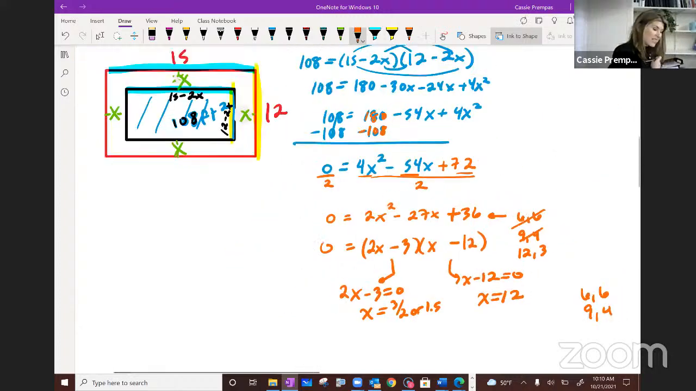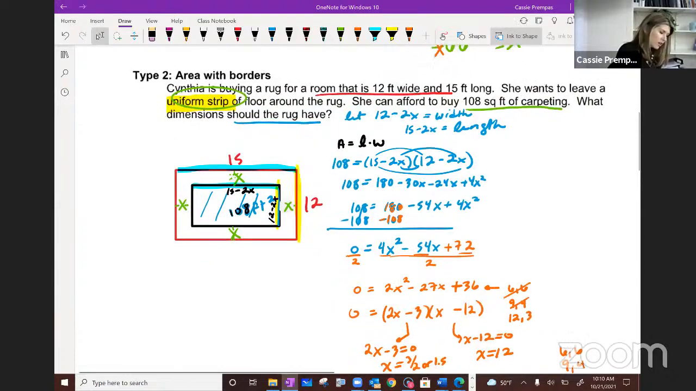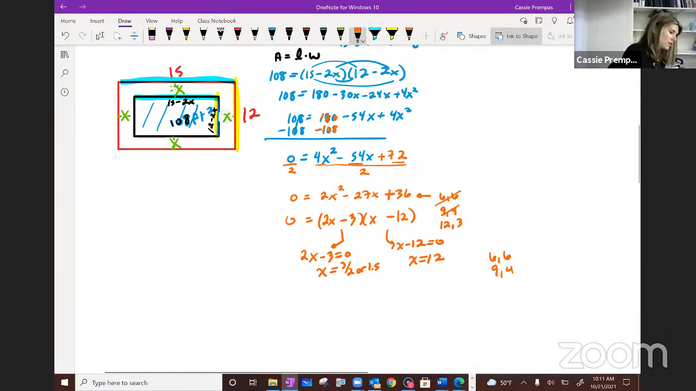Now, which of these makes sense in the context of the situation? x represents the uniform strip. So if the entire room has a width of 12, does it make sense that I could put a uniform length of 12 around the rug? No, that does not make sense. So this needs to be thrown away, which means the uniform strip is 1.5 feet all the way around the rug. And that's going to help me solve.